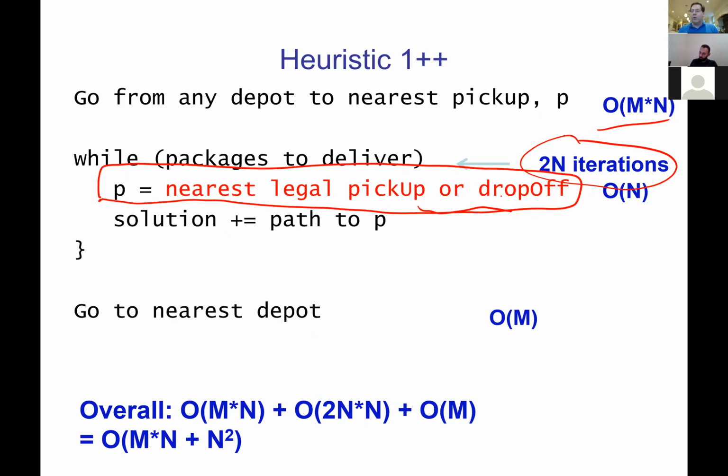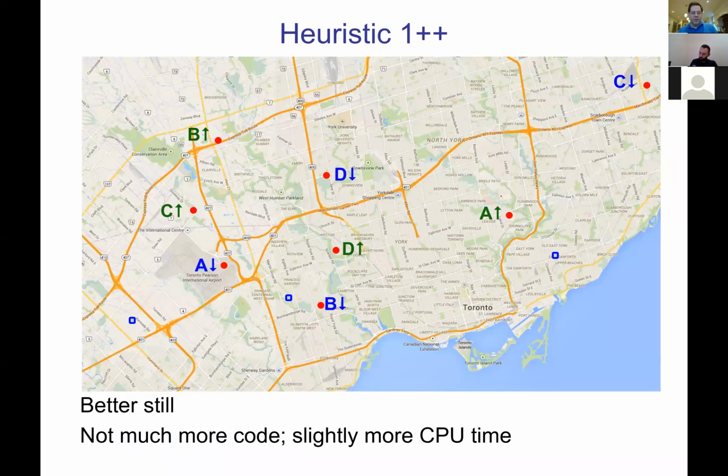I'm doing a little more work in this loop. So maybe I'm doing twice as many comparisons, but it should be fine. I haven't changed the order of the algorithm. So let's see on our little test case if this looks better. Okay, so we're going to start off at this depot and go to that pickup again.